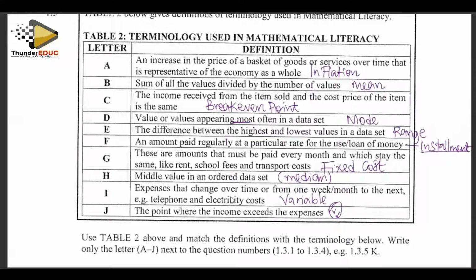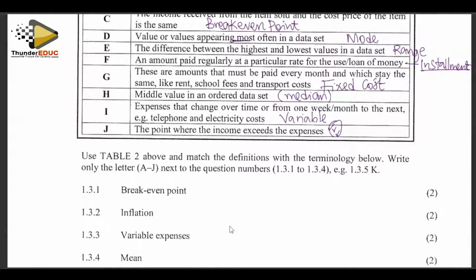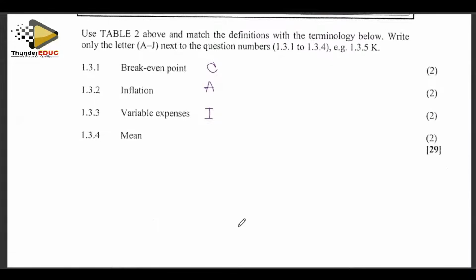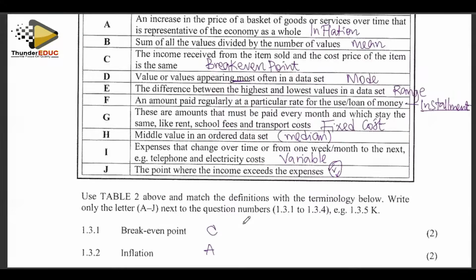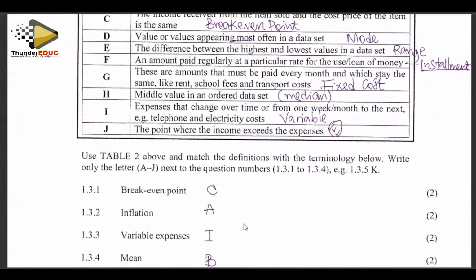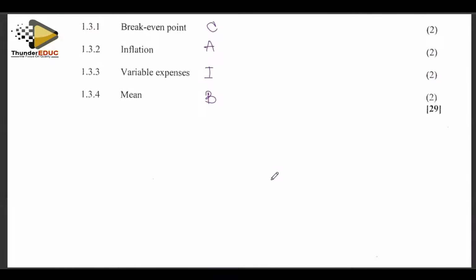These are the same. Cost price equals income received. So break-even point, we are going to say it's C. Inflation, it's already said it's A. Variable cost, we already saw it as I. And mean is B. To go back a little bit, a point where income exceeds expenses, this is when you start getting what? Your profit. This is after the break-even point. Profit happens after the break-even point. Before the break-even point, you're making losses. This marks the end of question number 1. Let's look at question number 2.